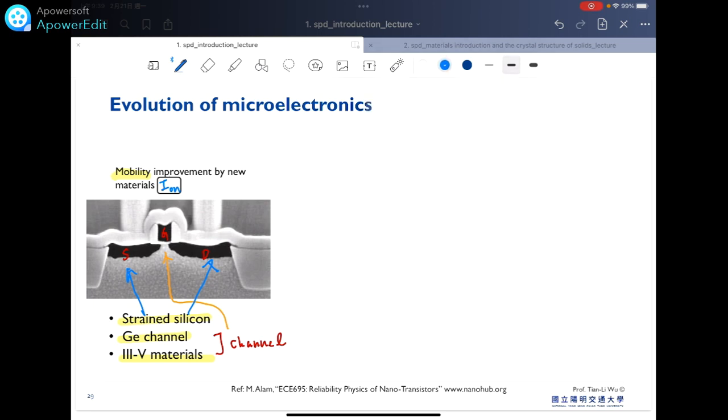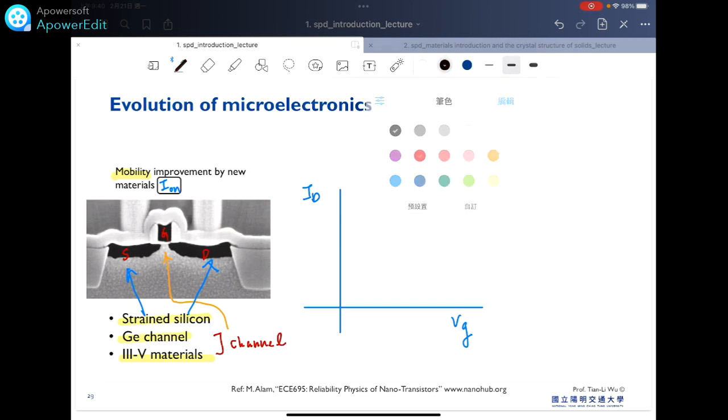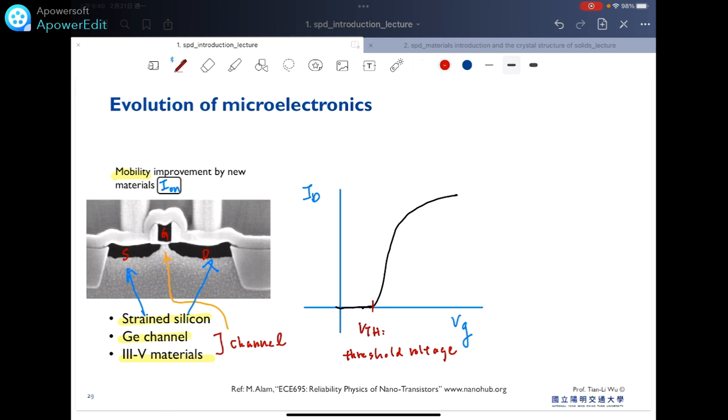As we have already mentioned, the typical characteristic for the MOSFET has the drain current versus our gate voltage here. Typically when we apply the gate bias, after a certain moment you start to see the drain current increase. So this is a very standard classic ID-VG characteristic. And typically we define this voltage as what we call the threshold voltage. The threshold voltage means that once we apply a bias larger than this voltage, we start to see some current generated here.